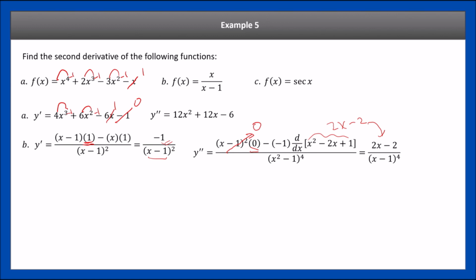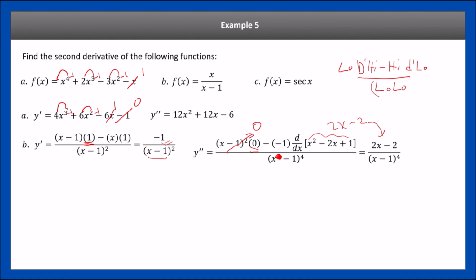All right, and actually there shouldn't be a squared here, so let me get rid of this. It should just be x minus 1 to the fourth power. Now, the reason it's to the fourth power is because remember, it's low d high minus high d low over low low. So this is the same thing as low squared.